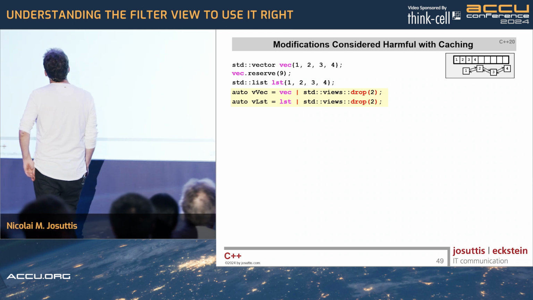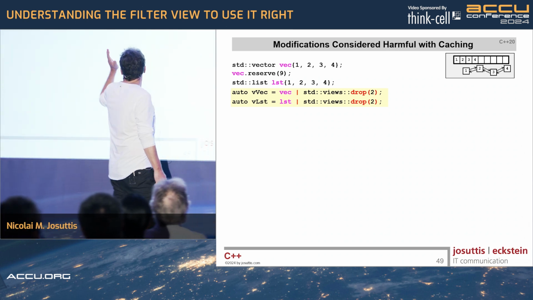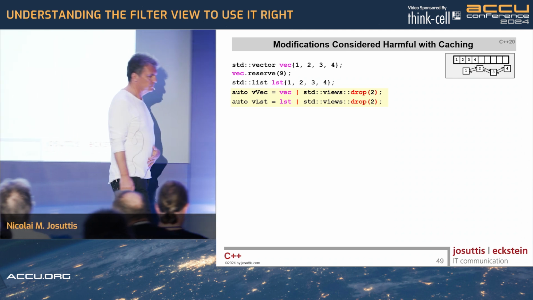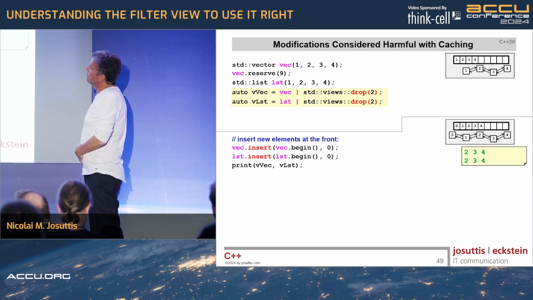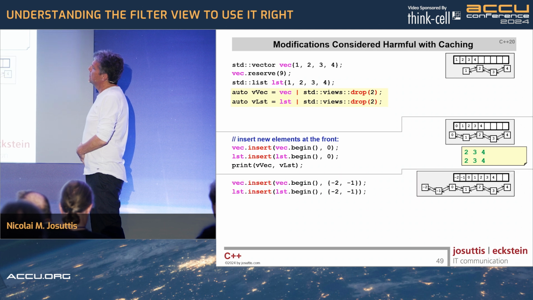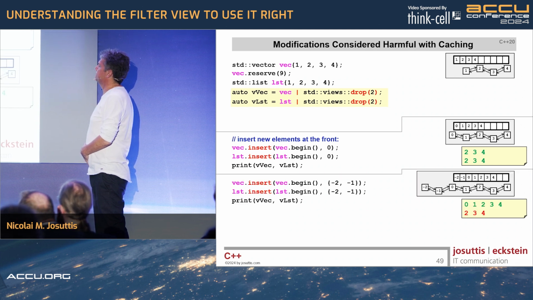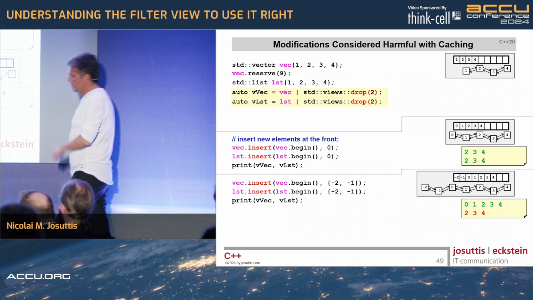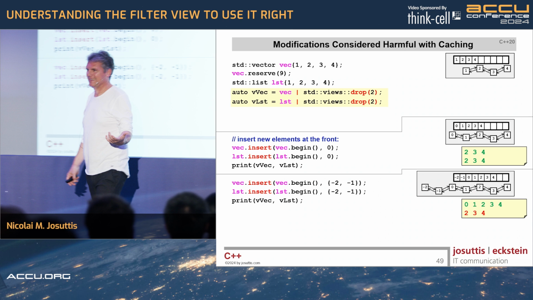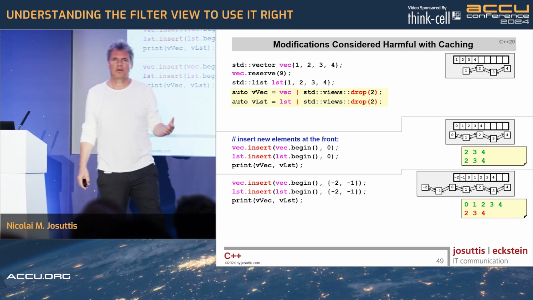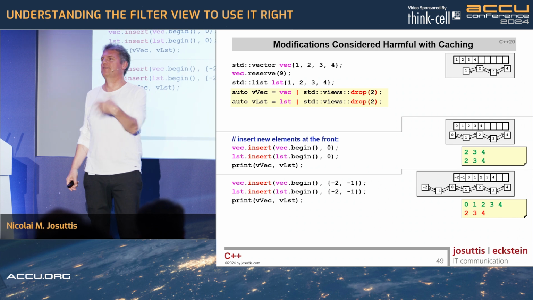We have here a vector and a list initialized with 4 values, 1, 2, 3, 4. We call drop on that. And then we insert some new values. And then we call print. And then we call insert. And then we call print. Now, the drop view is a little bit tricky because it caches sometimes. It caches on a list, but not on a vector. Well, a filter always caches.